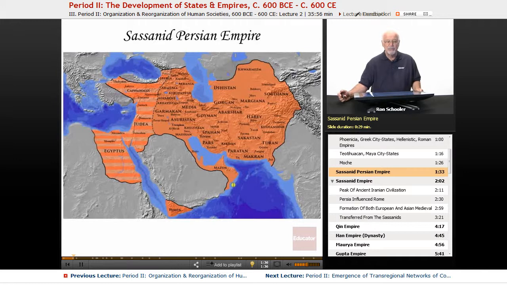The Sassanid Persian Empire. Look at what it covered. It covered almost all of what we would call the Middle East, and way over here into Central Asia, and almost down into India. This was a huge empire, the Persians.